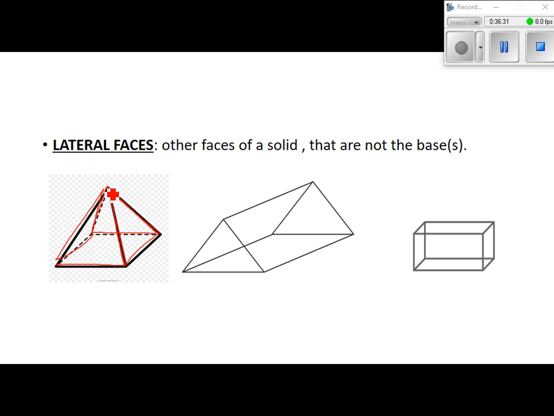Anybody know what we would call this shape? Close. A triangular prism. The two bases are what shapes? Triangles. Does everybody see how all the other faces are rectangles? They're all rectangles. So that's why it's a triangular prism. The rectangles in this are the lateral faces. Anything that's not a base is a lateral face.